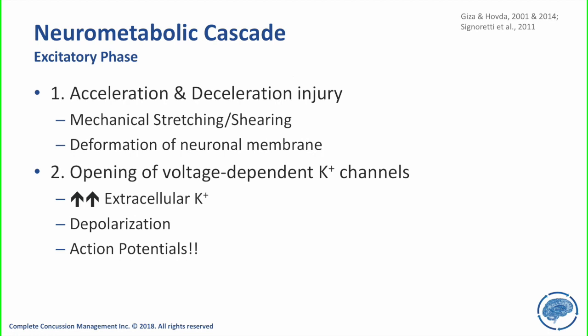So what happens when that brain has that stretching and shearing of those cells? Well, concussion actually has two phases to it, and that stretching and shearing creates a mechanical deformation of the axonal membrane. If you can picture the porous membrane channels of the axon, when that brain undergoes that acceleration and deceleration and has that mechanical stretching and shearing, that membrane is going to deform.